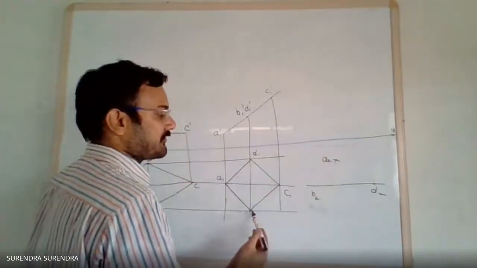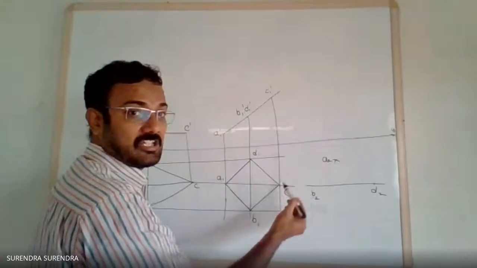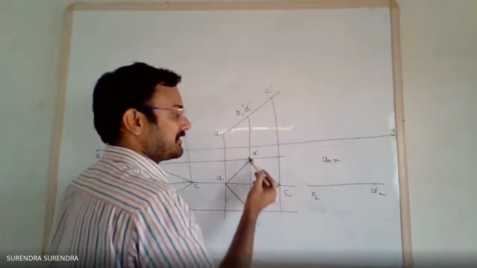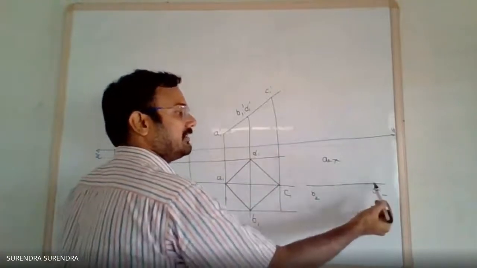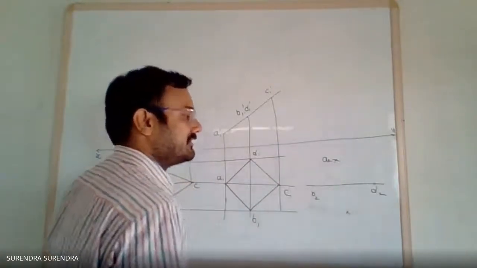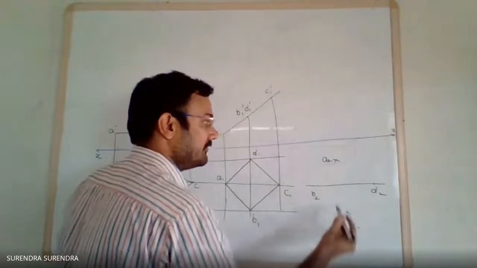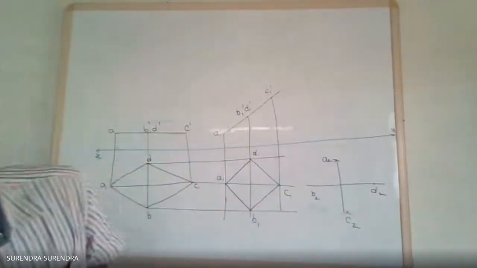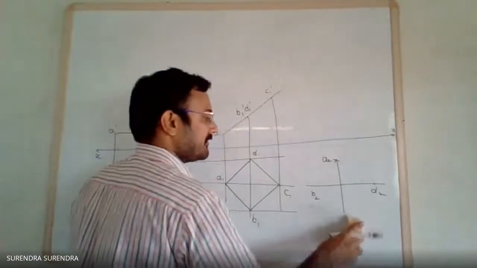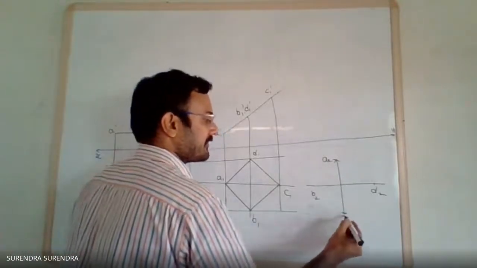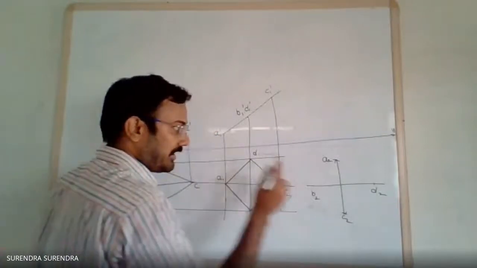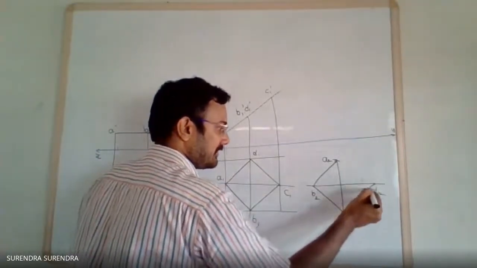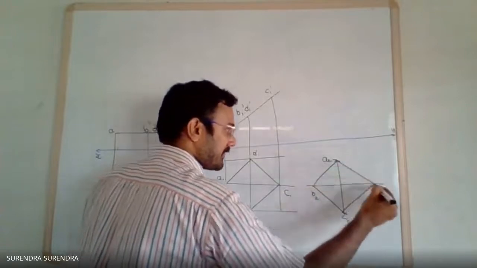Measure the distance from B to C. With B as center, draw the arc. Measure the distance from D to C. With D as center, draw the arc. We'll get the point C2. So this is the point C2. Join AB, BC, CD.